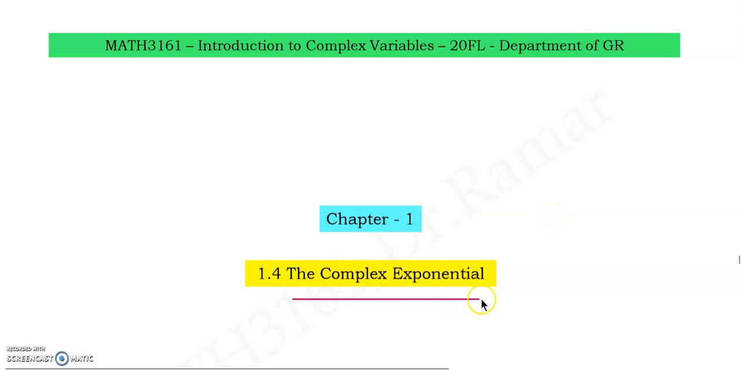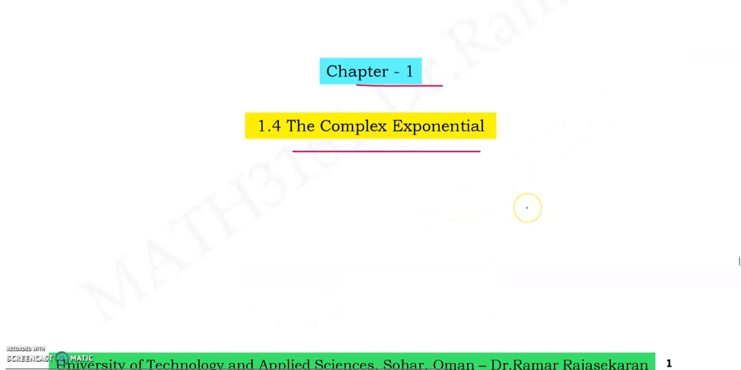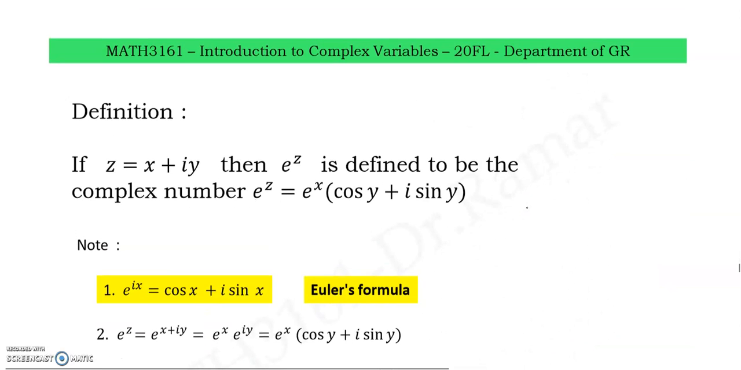The complex exponential in chapter 1. What is the complex exponential? You see the definition. If z is equal to x plus iy, then e to the power z, where z is a complex number, is defined to be the complex number e to the power z is equal to e power x multiplied by cosine y plus i sin y.